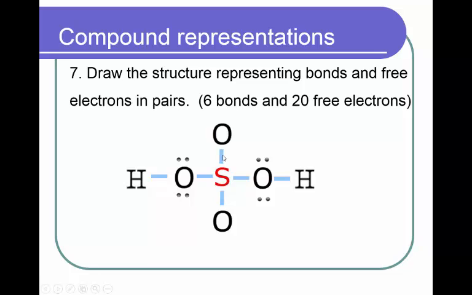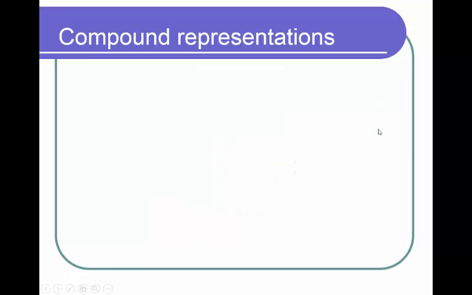Now, what happens with these 2 oxygens? They only have 2 electrons that are being shared with sulfur, so we need 6 extra electrons. The same goes for the other oxygen. We need 6 extra free electrons for this oxygen to complete its octet. If you add all free electrons up, you've got 6 and 6, that's 12, 14, 16, 18, and 20. So we came to a total of 20 free electrons. That's exactly the structure for sulfuric acid.